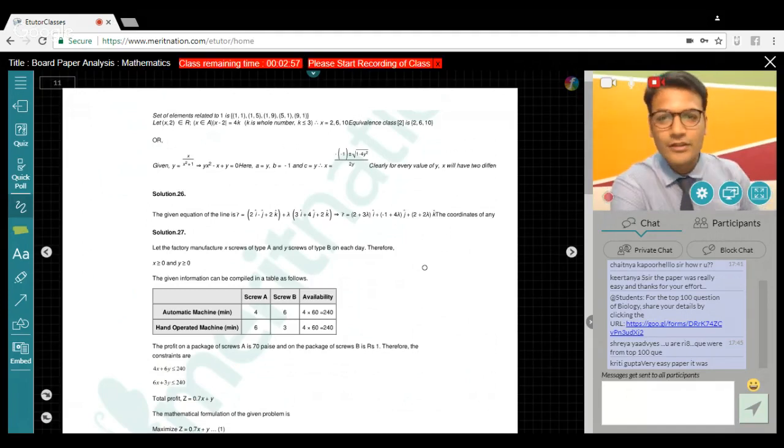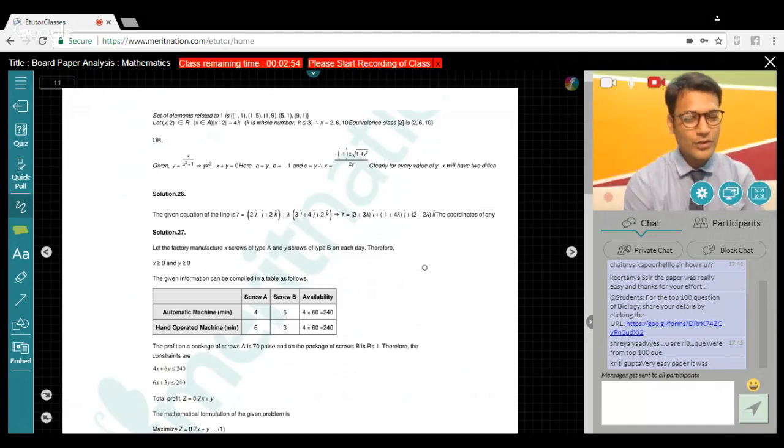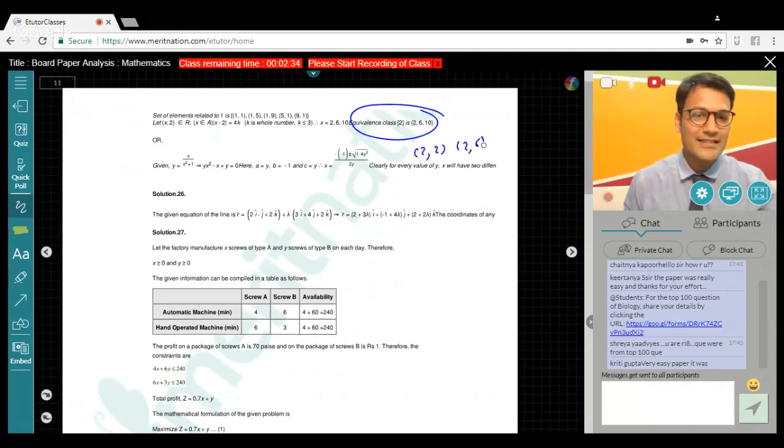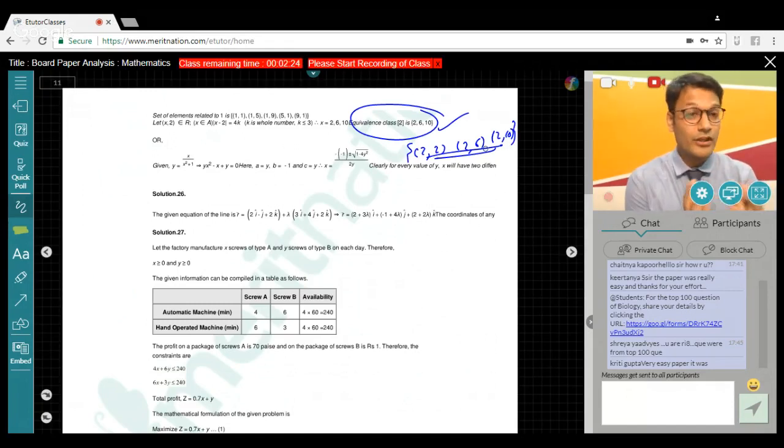So I would request all of you to go through the solution once it's uploaded on the website, to see how you should have represented the transitive relation part, especially in this bit. And then solving the equivalence class will always be a set. So don't write it in the form of (2, 2), (2, 6) and (2, 10). This will not be the equivalence class. The equivalence class is defined in the form of a set. So it should be a set containing some elements, not a set of ordered pairs.